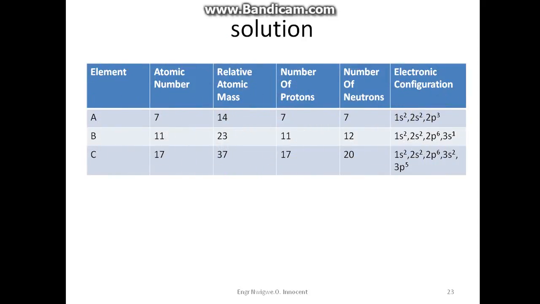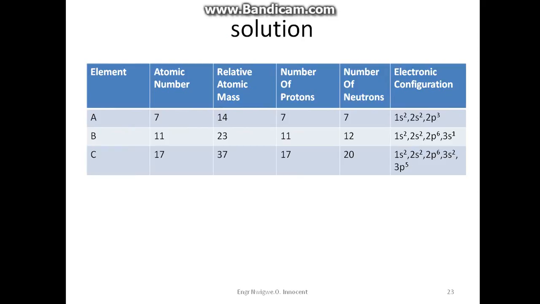From what you got, for element A, the atomic number is 7 because the relative atomic mass is 14. Then the number of protons is 7, because relative atomic mass is the sum of the number of protons and the number of neutrons. So you have a relative atomic mass of 14. The number of neutrons is 7. Then the electronic configuration is 1s2, 2s2, 2p3.